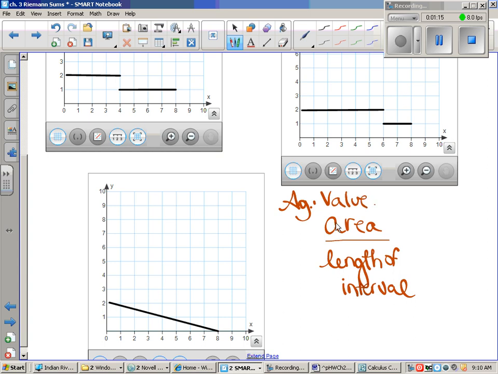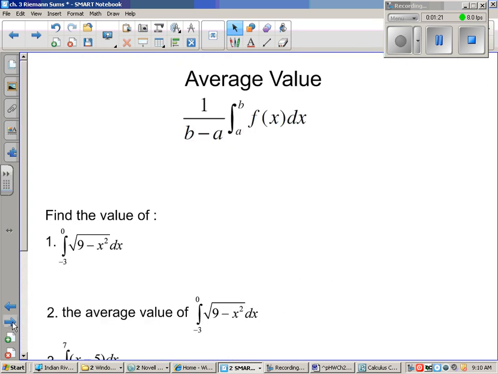So I want you to look at this next screen here. I'm going to flip to this next screen, and not to be too overwhelmed, but I want you to think about what you see there. It says average value, and then it has 1 over b minus a, the integral sign from a to b, f of x dx. Take a moment, look at that. Pause if you need to. But I want you to think through, what exactly is this saying? What do we know that the integral symbol actually means?